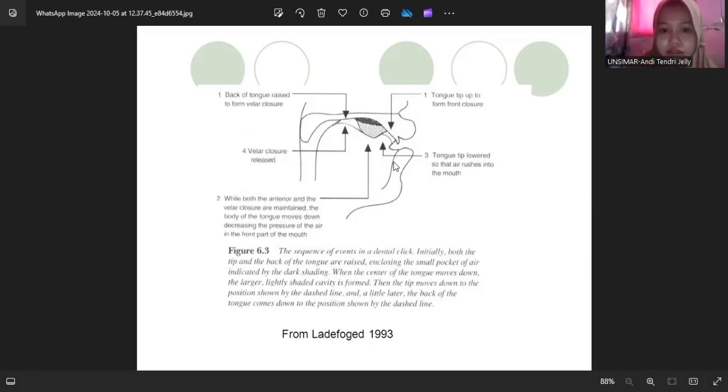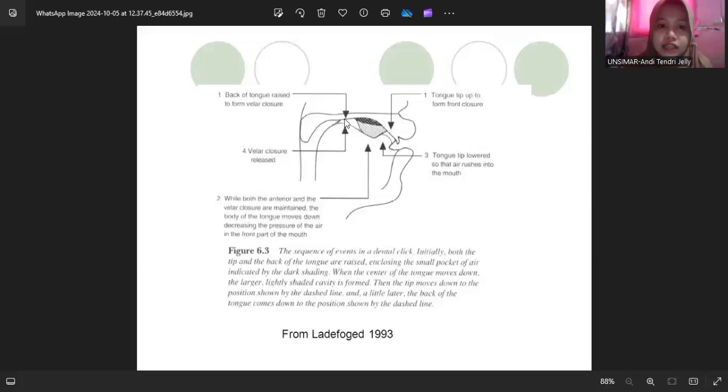of the air in the front part of the mouth. In this, then after that, the tongue tip is lowered, so that air runs into the mouth, and then the last is in here, the tongue tip is raised to form the front closure.